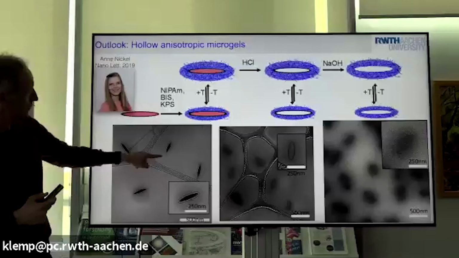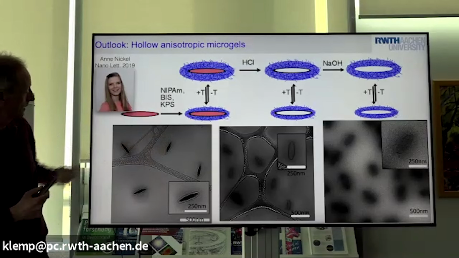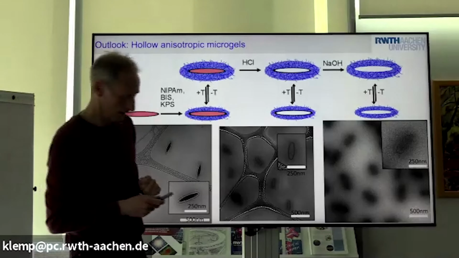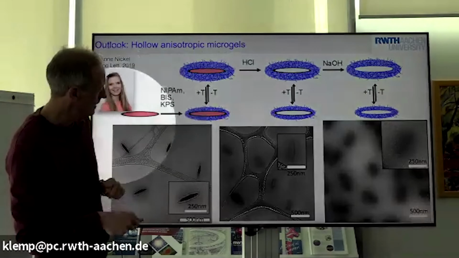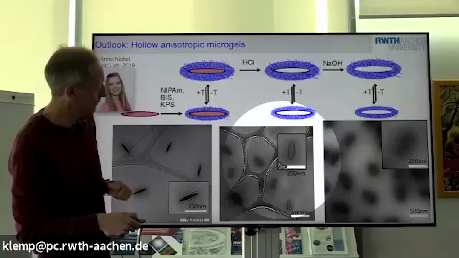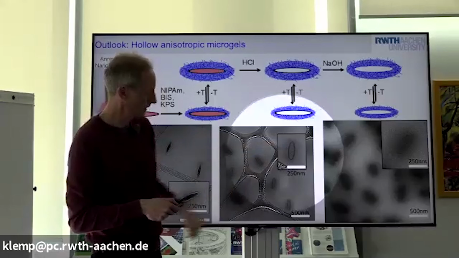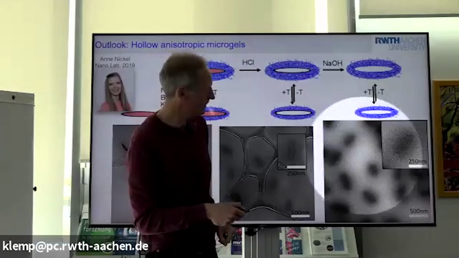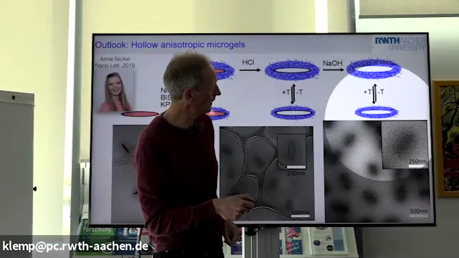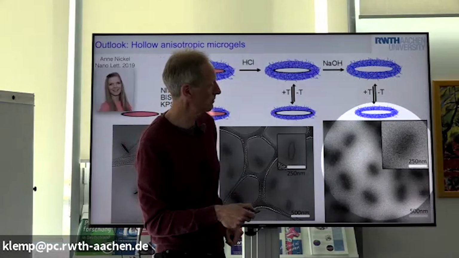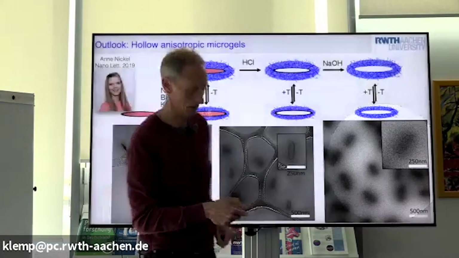Here you can see the inorganic nanoparticles that are definitely anisotropic. Here, it might already be very tough to see that there is the microgel layer around it. You can hardly see it, but it is. And here, this is what's supposedly the hollow one. Now, the cartoon says it's hollow. In the TEM image, the electron microscopy image, you cannot really tell.